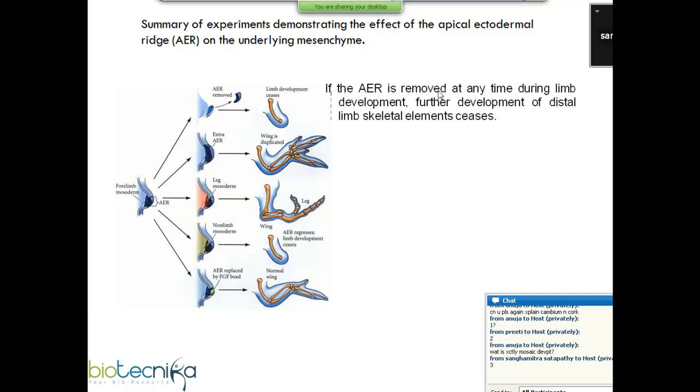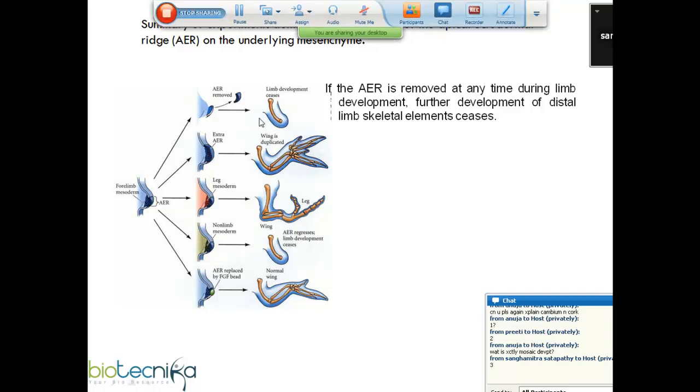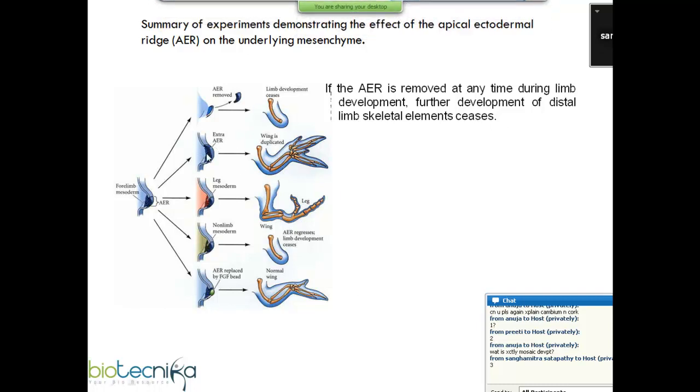If the AER is removed at the time of limb development, the distal limb element ceases. No limb will be produced. So I can clearly say that AER is involved in the limb formation. So the next one, if you add extra AER, what will happen? A person who is having 6 fingers, some people will have 3 legs.